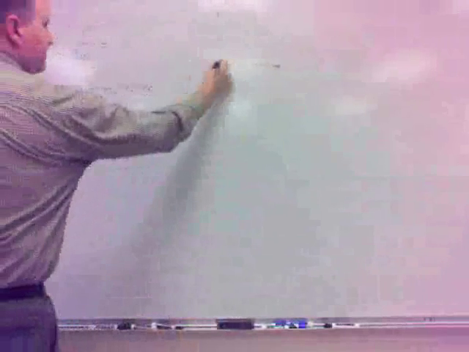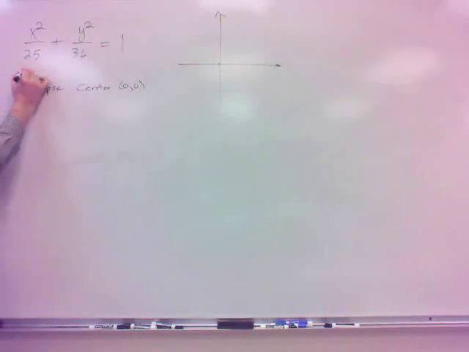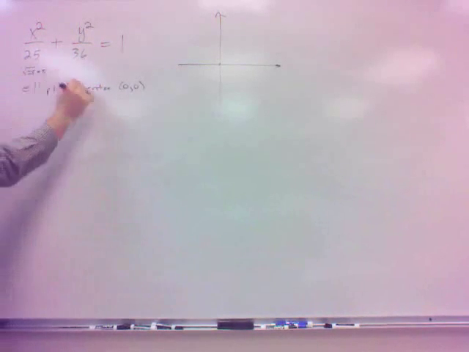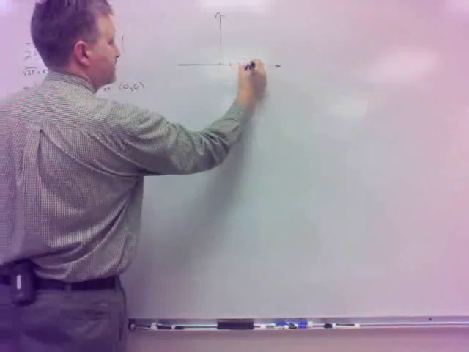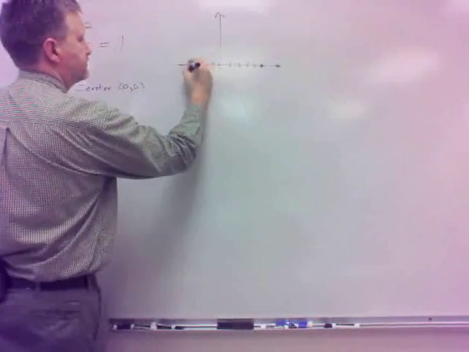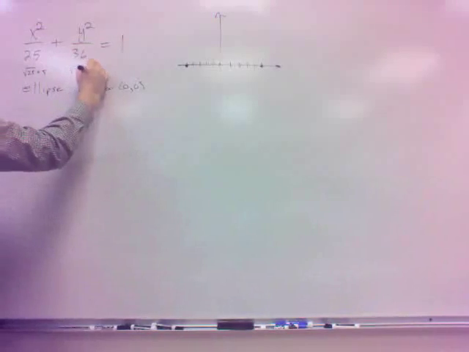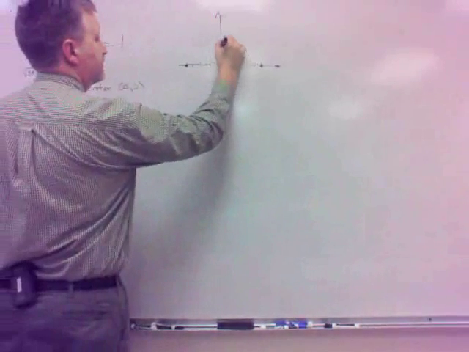Okay, so we're centered at 0, 0 again. How far out in the x do I go? Well, in the x, I've got 25 below it, so we'll go out the square root of 25, go 5 out in the x, and back 5 as well. In the y, go out the square root of 36, which is 6. 1, 2, 3, 4, 5, 6.